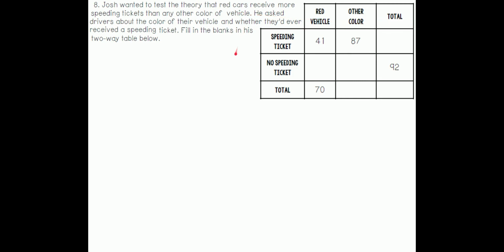We're going to look at the final frequency table, two-way table. Josh wanted to test the theory that red cars receive more speeding tickets than any other color of vehicle. He asked drivers about the color of their vehicle and whether they'd ever received a speeding ticket. Fill in the blanks. So he just asked, do you have a red vehicle or a not red vehicle? He also asked, did you get a speeding ticket or have you never received a speeding ticket? Let's go ahead and fill this out.